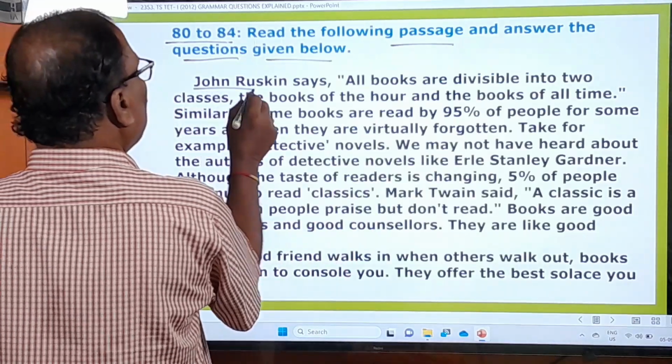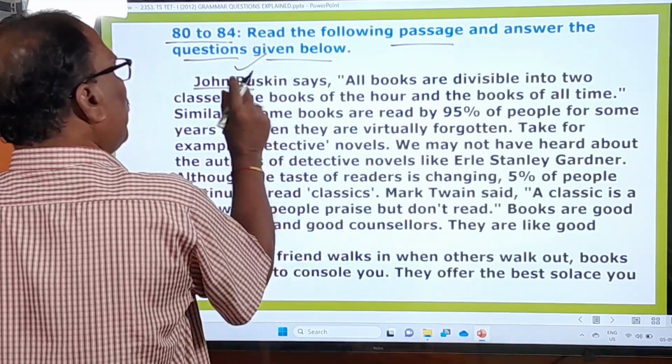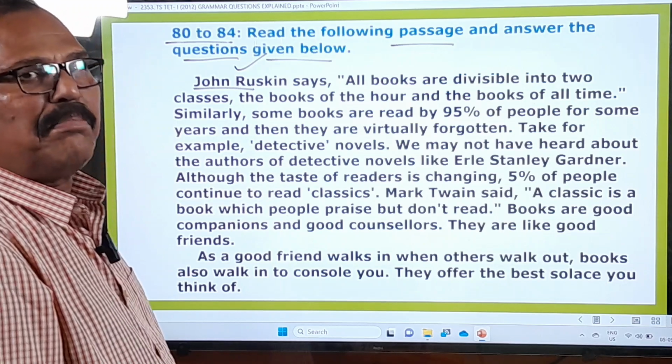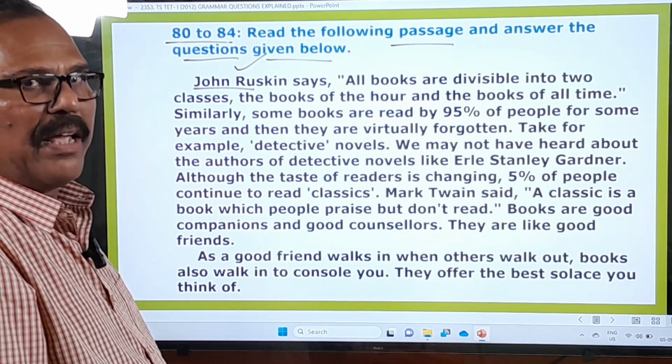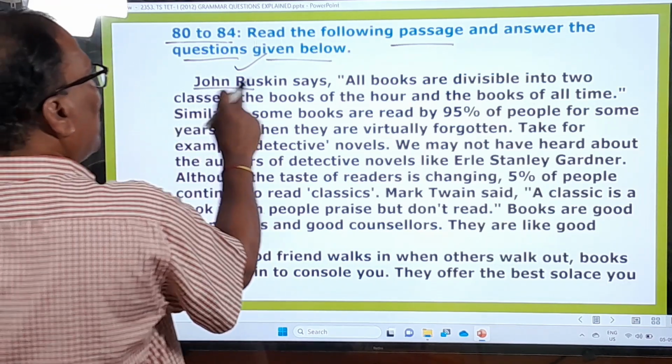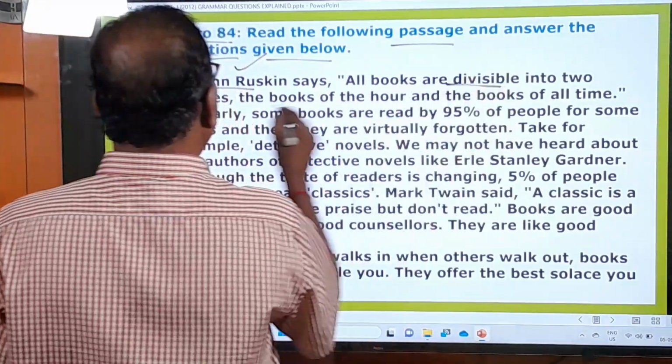This is all about Ruskin. This passage has been written by John Ruskin. He was a great British writer. Okay, great writer. Right. And John Ruskin says all books are divisible into 2 classes.